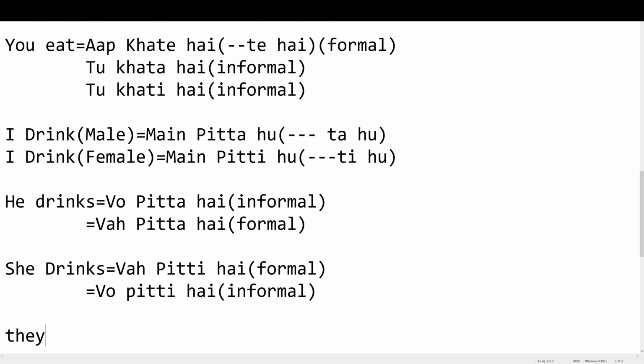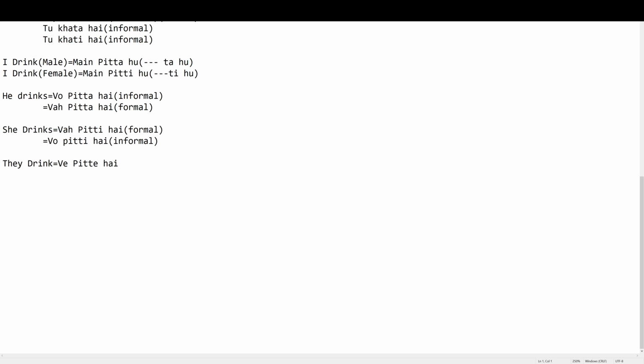Next is they. They drink. वे पीते हैं. All male or both male and female, that time you can use वे पीते हैं. Our sentence is they drink, वे पीते हैं. Okay.